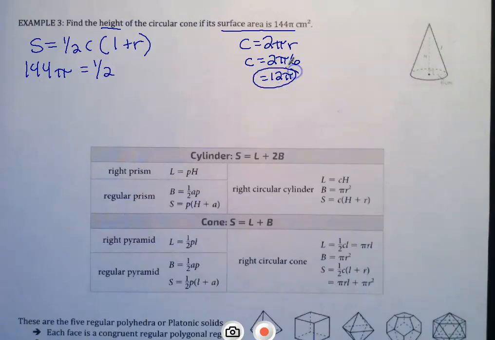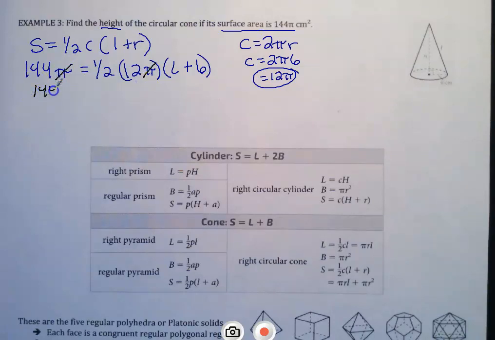Okay. So we're going to have half of 12 pi times L. What's L? We don't know. So that's what we're finding, plus our radius. So we are finding L here. Cancel out the pi's. There's a pi on both sides, so we can just cancel those.